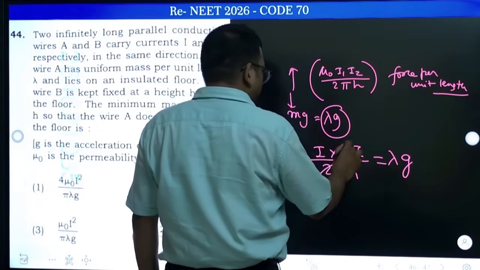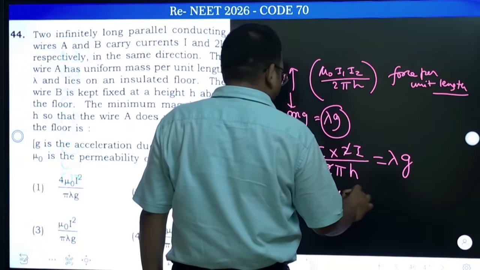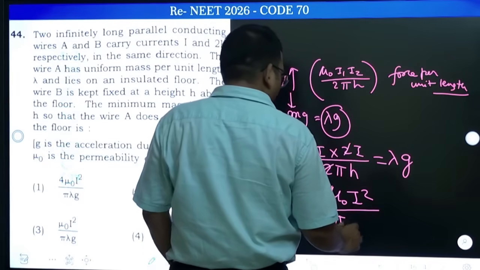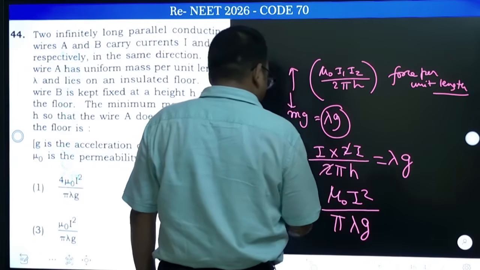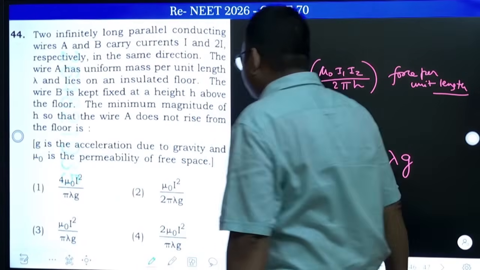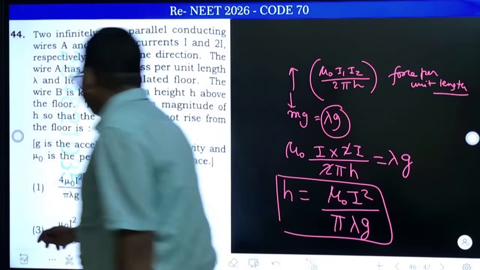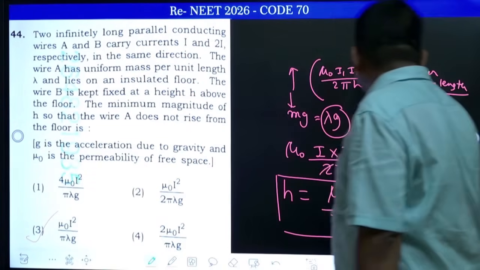So this 2 will get cancelled. So mu naught I square by pi lambda g. This will be the formula. Mu naught I square by pi lambda g. Option 3. Okay, let us move next.